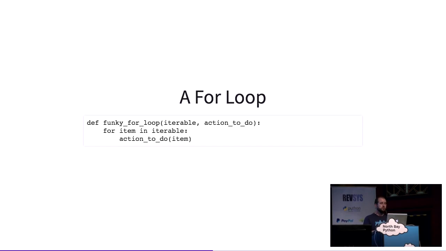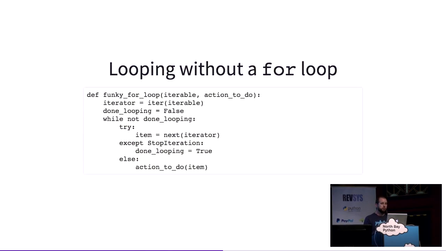This function, we now have a while loop. In order to manually loop over our iterable, we need to get an iterator from it. Once we have that iterator, we can repeatedly loop and get the next item from the iterator each time that we loop. Once we have that next item, we can execute whatever the body of our for loop was supposed to do, in this case, action to do item. And if we get a StopIteration exception while we're asking for that next item, we know that it's time to stop looping at this point.